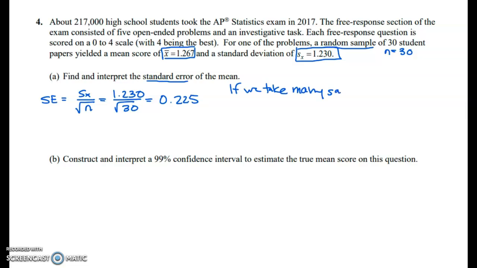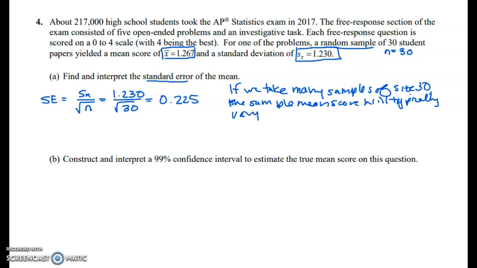many samples of this size, what do we expect? We expect a sample mean score. Because these are our sample means, we expect the sample mean score will typically vary by about 0.225 from the population mean score.